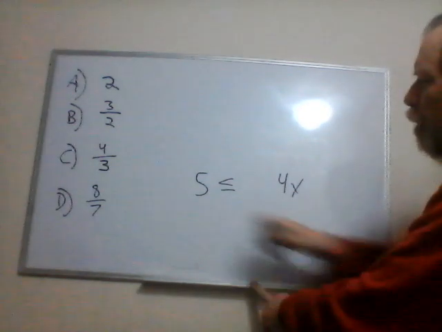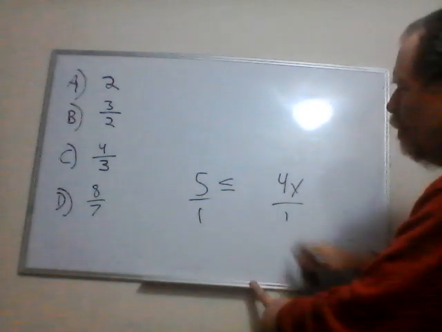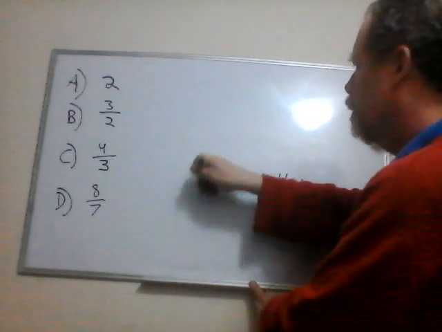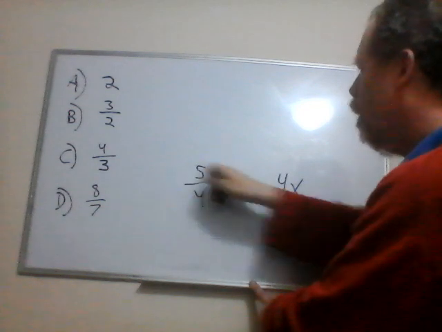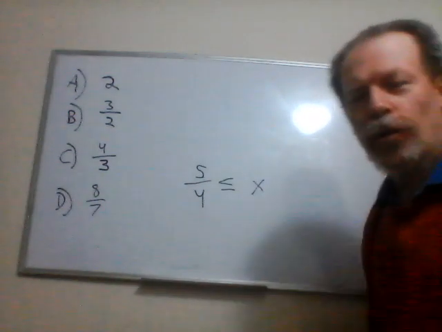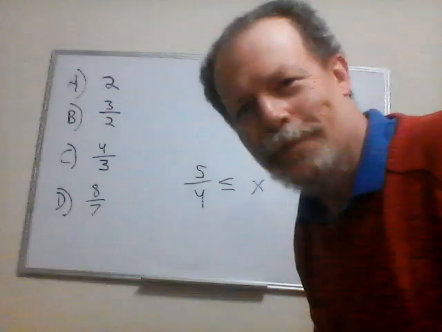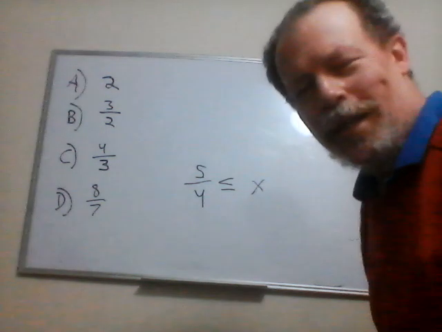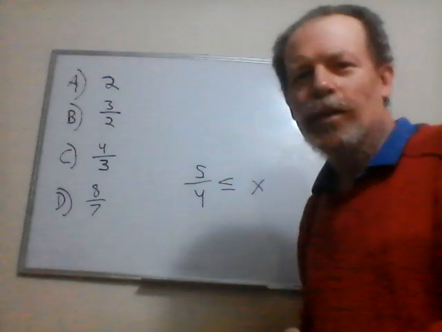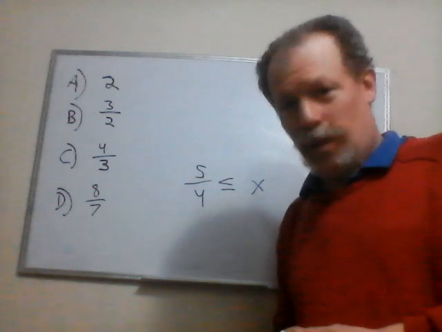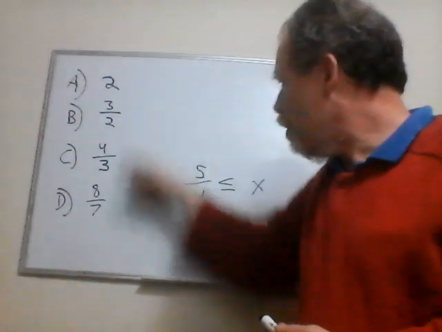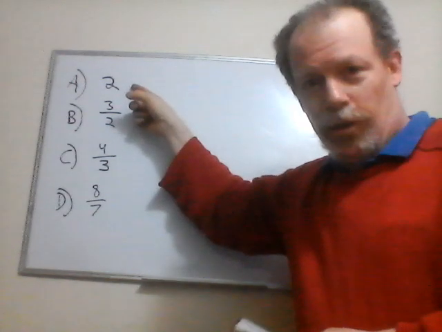And from there, you remember, I'm always talking about these invisible denominators. They're helpful to me. Move the 4 down there. 5 over 4 is equal or less than x. Now, don't forget that we're looking for something that does not work. It's either going to be the largest or it's going to be the smallest. Between these two, the easier thing to check should be the 2.